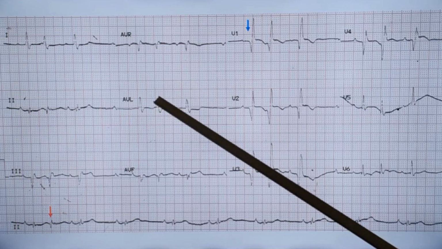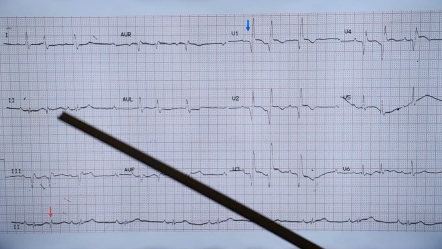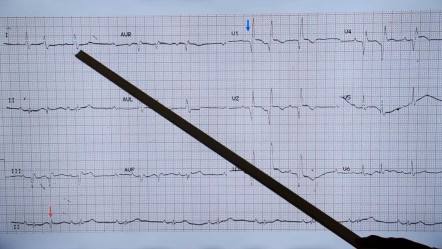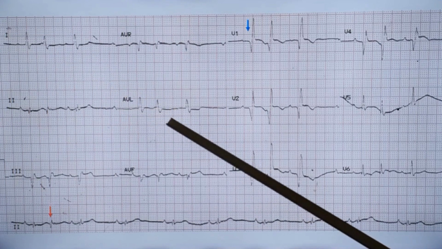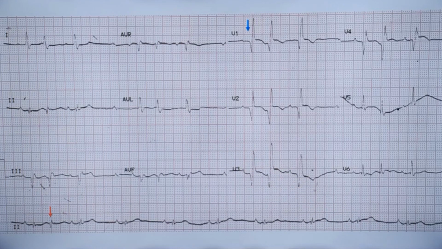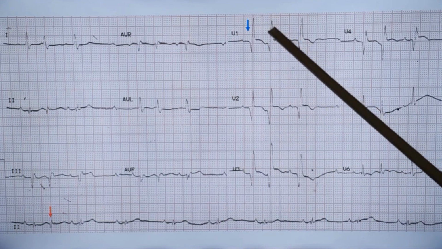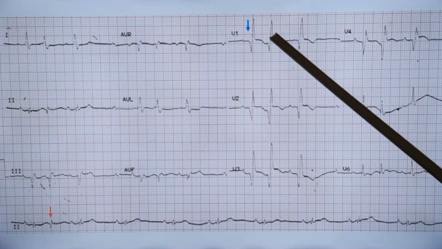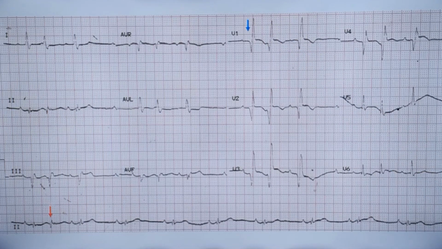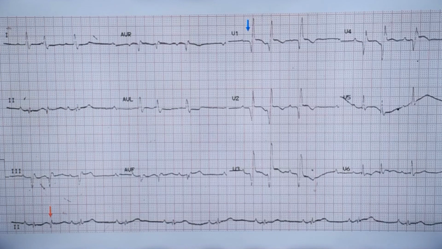Here, in addition to that, you are seeing a slurred S wave in lead 1 and AVL, a very prominent slurred S wave in 1 and AVL. But that is not part of left anterior hemiblock. It is due to what you are seeing here: the secondary R wave, a very wide, tall R wave. So these two together will be part of a right bundle branch block pattern.